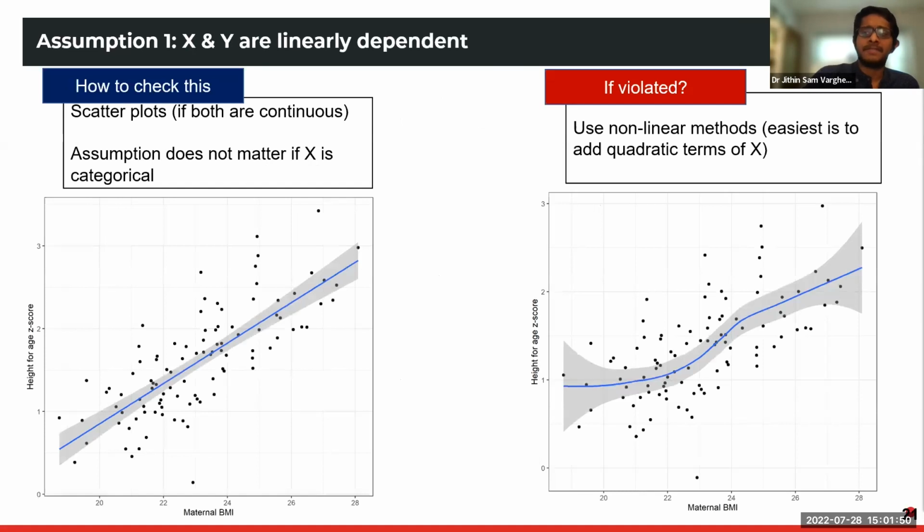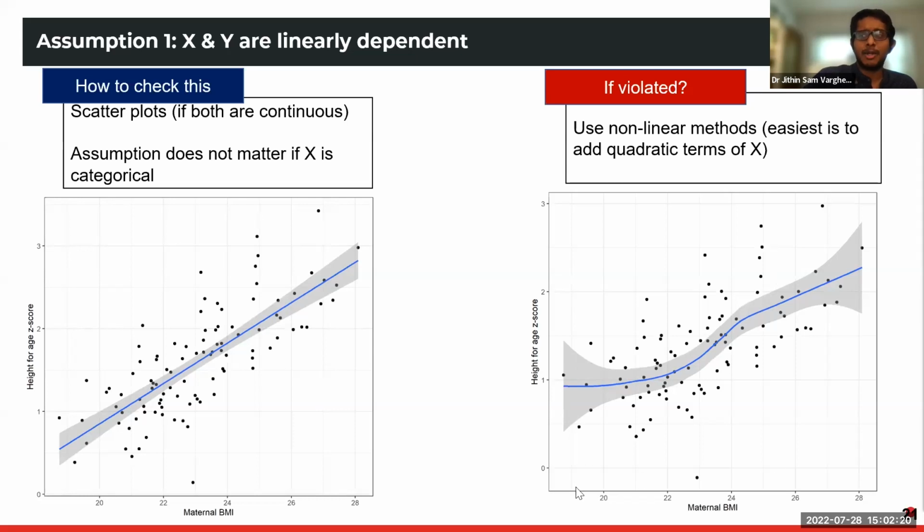Okay, let's look at the first assumption. Dependence implies that there is some non-random association between your independent variable and your dependent variable. For example, if x increases, y should increase linearly. We can examine whether the variables are linearly dependent by plotting a scatter plot, if both x and y are continuous, which in our case they are. Now, x can be categorical, and in that case, this assumption does not really matter.